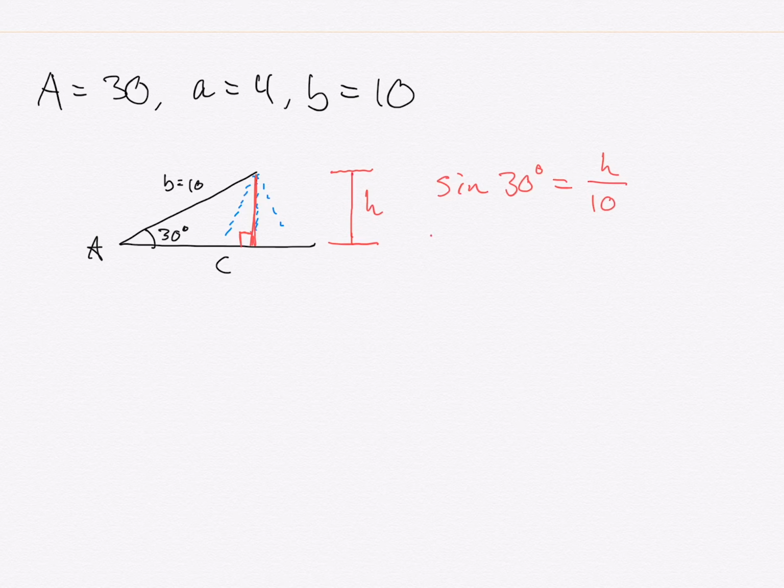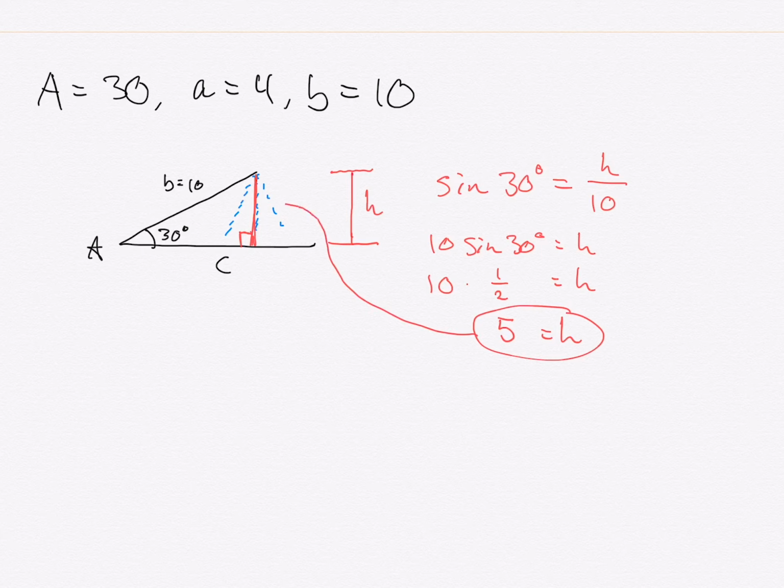Multiply both sides by 10. We have 10 times the sine of 30 degrees is equal to h. The sine of 30 degrees is equal to 1/2. So h is 5. Following with my analogy, that means that the height of the ramp above the ground is 5 units. Or we could say 5 feet.